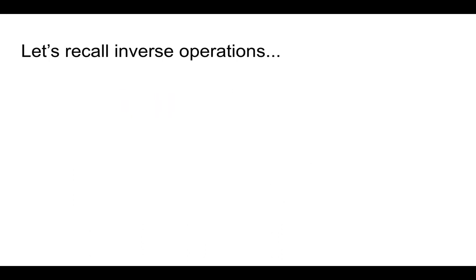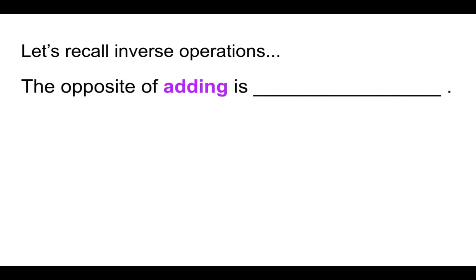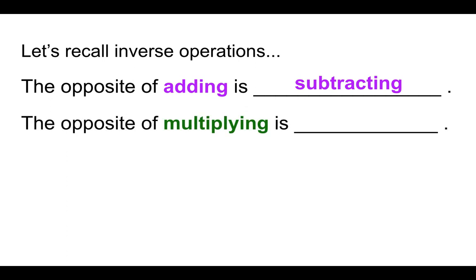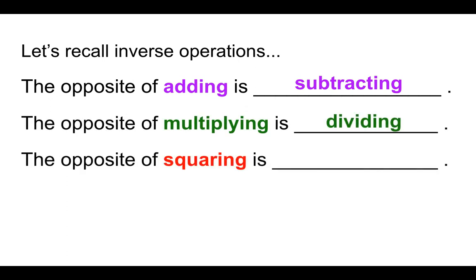Let's recall some inverse operations. We know that the opposite of adding is subtracting. We also know that the opposite of multiplying is dividing. Lastly, the most important for today's lesson is the opposite of squaring is square rooting. These are inverse operations, so they undo each other when you're solving an equation for a variable.